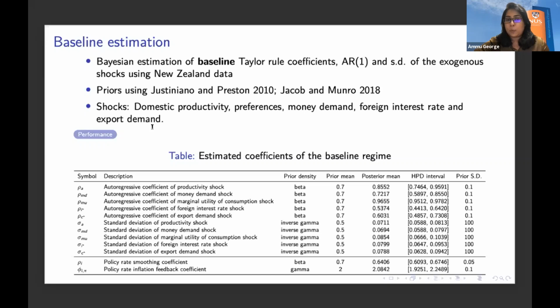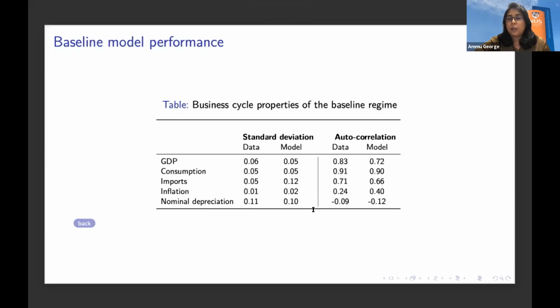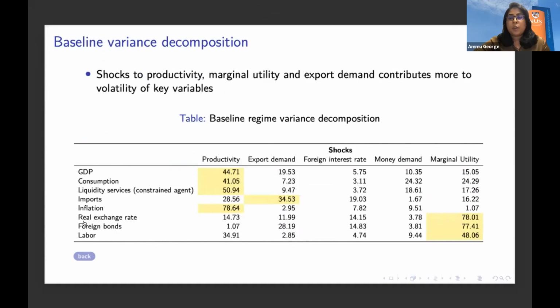After estimating the baseline model, both with respect to the Taylor rule coefficient and the shock coefficients, in order to check the performance of the model, we compared the second order moments of the model, with respect to standard deviation and autocorrelation of key economic variables, with their data counterparts, and we found that they are largely matching. So the performance is okay for the baseline model. Next, we also wanted to see, after estimation, what shocks are driving the volatility of the key variables more. We found that productivity and marginal utility of consumption shocks are what is driving most of the volatility of the key economic variables.